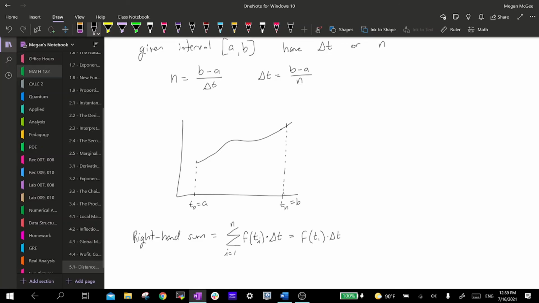Then the big zigzag means a sum. We are adding. So we add that to f of t sub 2 times delta t. This is exactly what we were already doing. This is just the formal definition for it. And you'd keep going all the way until you reached the last t value, t sub n, again times the length of the interval.